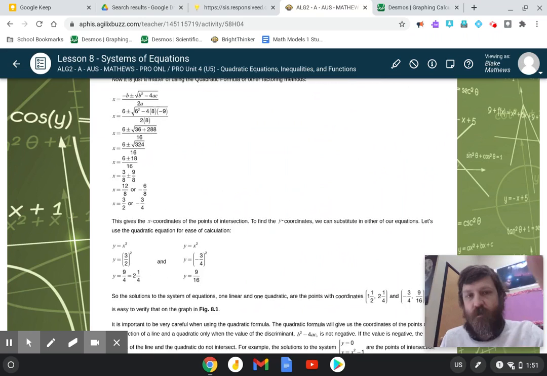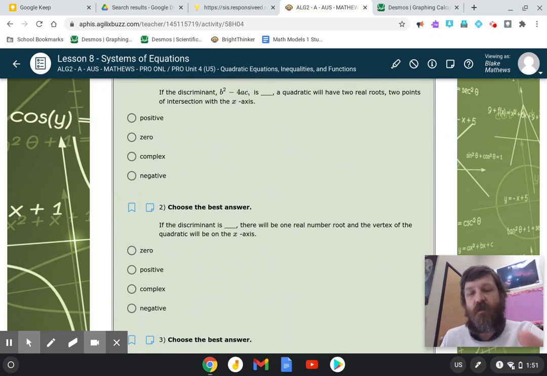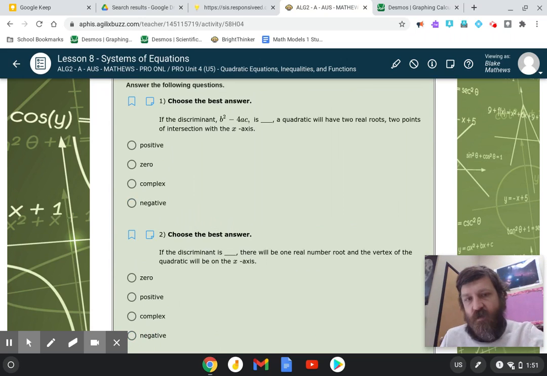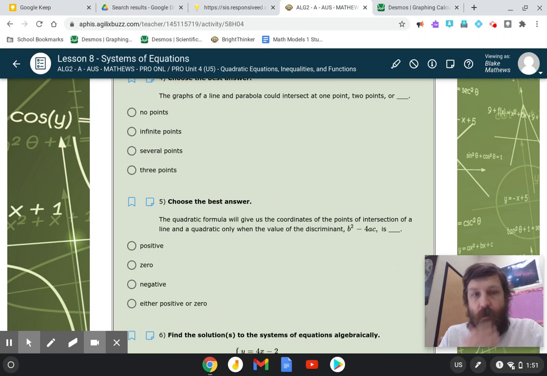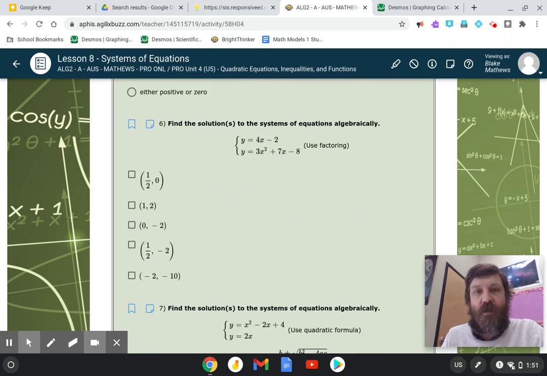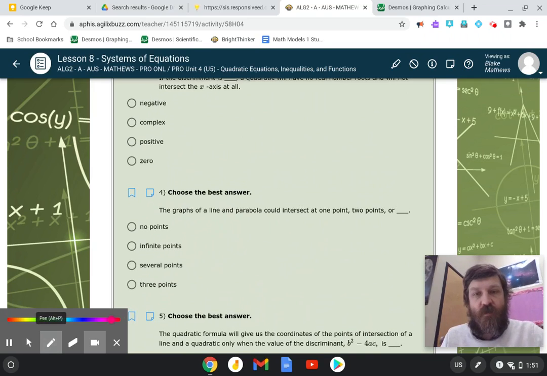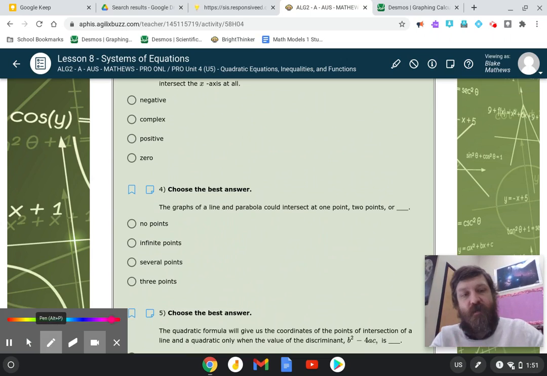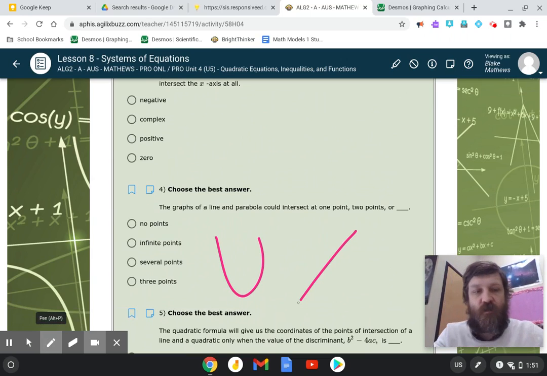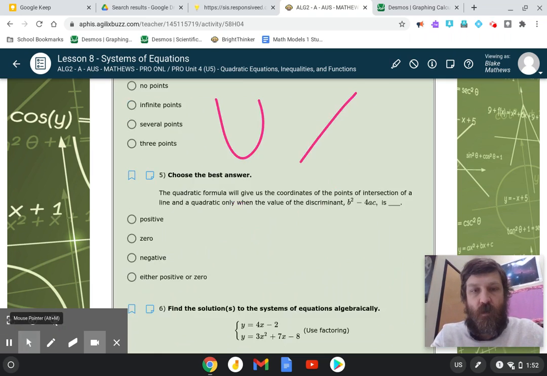Really, I'm not going to spend a lot of time in the lesson itself. There's some vocabulary at the top about the discriminant that you need to use the lesson to answer. Then it asks some questions about the graphs, how a line and parabola could be intersecting. Just really quickly, think about it this way: what are the possible ways that these two shapes could intersect each other? So you're doing that in number 4.